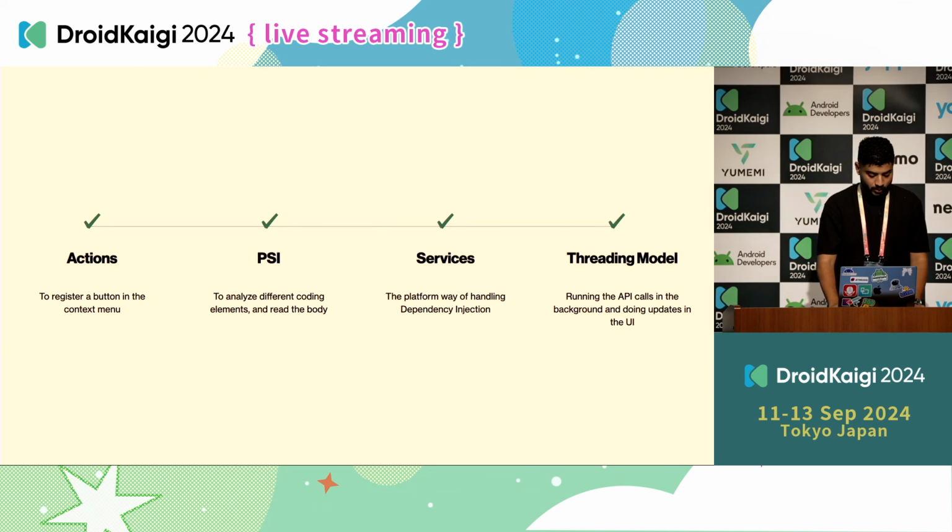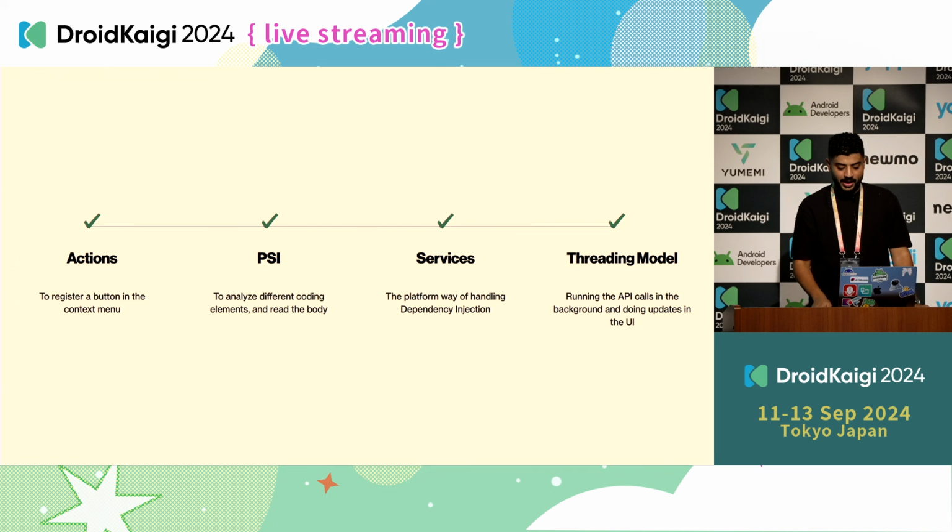So what exactly did we learn? We went through actions to register the buttons, learned about PSI to analyze the code, and used a service to load the class on demand. We also leveraged its scope for better threading using coroutines. And that's how you go from an idea to IDE.